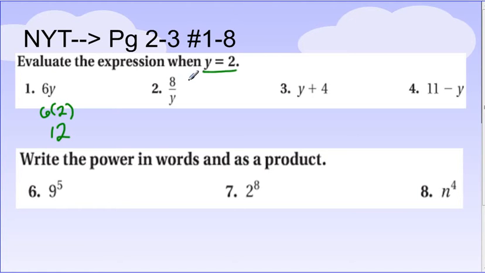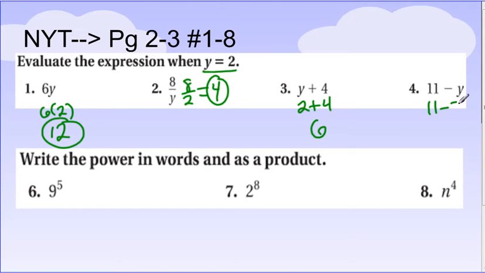This says 8 divided by 2. And 8 divided by 2 is 4. Here we have a 2 plus 4, and 2 plus 4 is 6. And lastly, we have 11 minus 2, which is 9. So in each step here, in each problem, I substituted first, then did my answer. I did not do it all as one gigantic step.